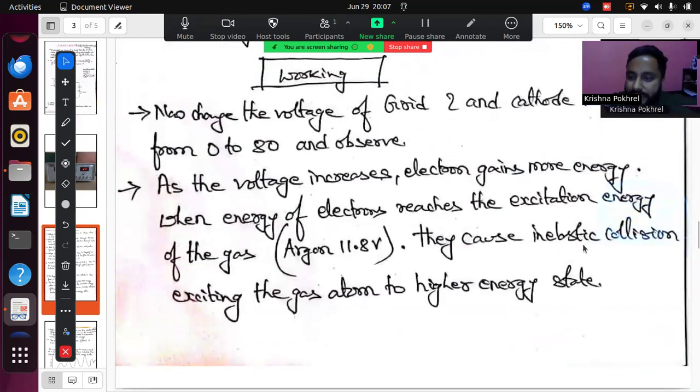That causes the inelastic collision. At this time there is the inelastic collision, exciting the gas atom to the higher energy state. At what time?